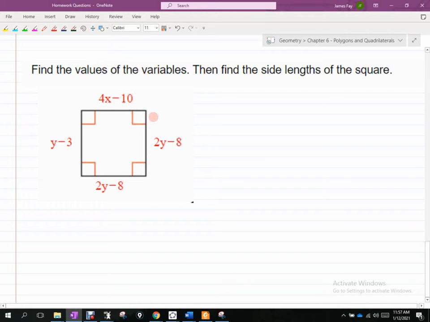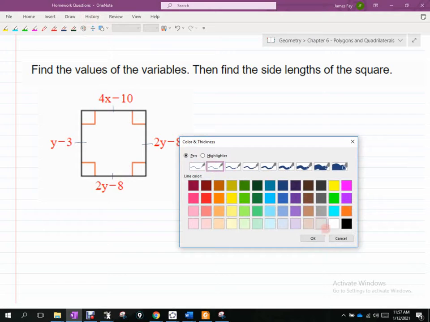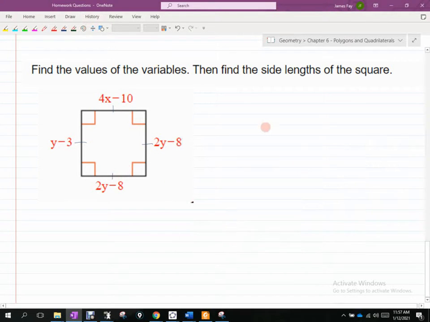Okay, so if I take this 4x minus 10, I can set that equal to any of those things, right? Okay, so just listing the different equations we could write, we could say 4x minus 10 is equal to y minus 3. We could say 4x minus 10 is equal to 2y minus 8. Those are really the two relationships that we can look at comparing that to all the other sides.